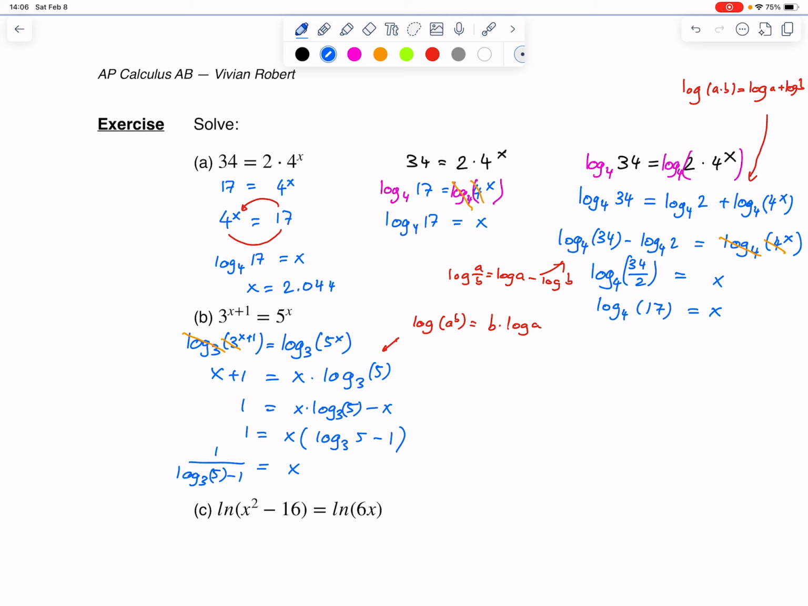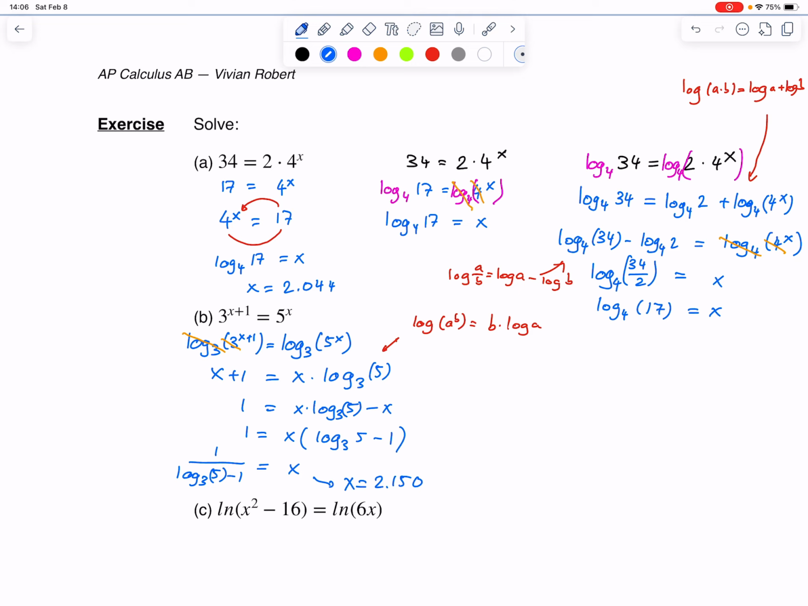If you calculate the value, this is x equals 2.150, or 2.151 if you round up.